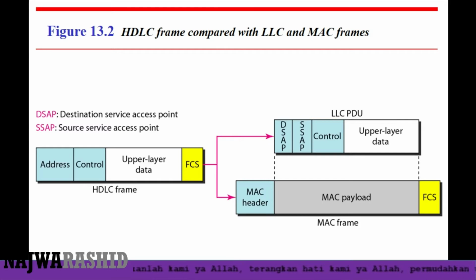So for the HDLC frame, we have the address segment, then control, then upper layer data, and then FCS. Okay, and for the LLC PDU, we have the destination service access point, the source service access point, followed by the control, and then the upper layer data. For the MAC frame, we have the MAC header, then the MAC payload, followed by the FCS.